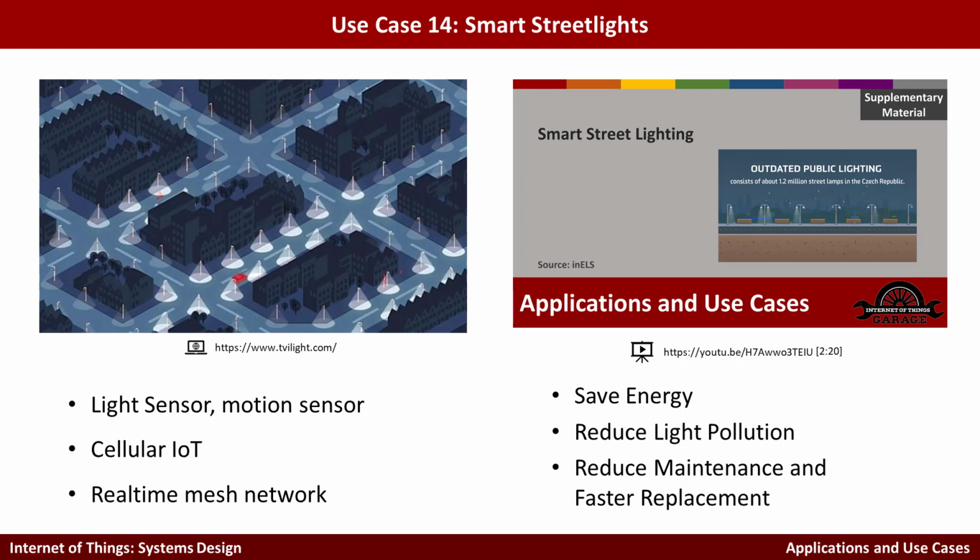It also helps to save energy and reduce light pollution, because rather than being based completely on light sensors, it is also based on motion. So you can dim the lights when nobody is there, and then increase the light when someone or a vehicle is nearby. It also helps to reduce maintenance and allows faster replacement. So I would like you to go and watch the video and then come back.